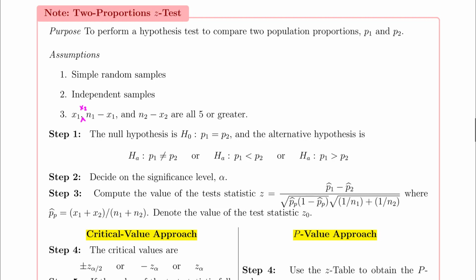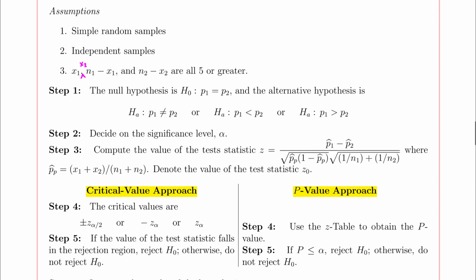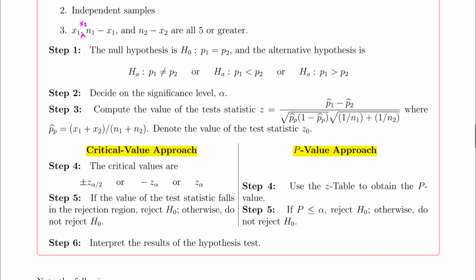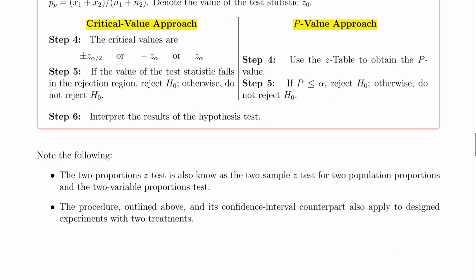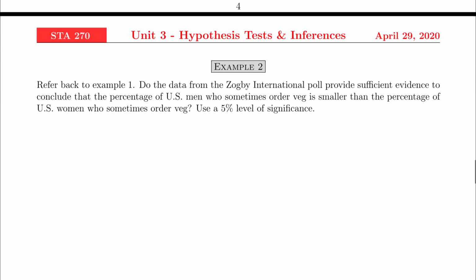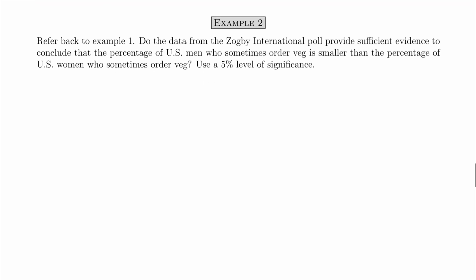We decide on the significance level. We compute the value for Z. And then we can do either one of the two approaches, the critical value approach or the p-value approach. And this goes back to using the Z table. So let's look back at that previous example.